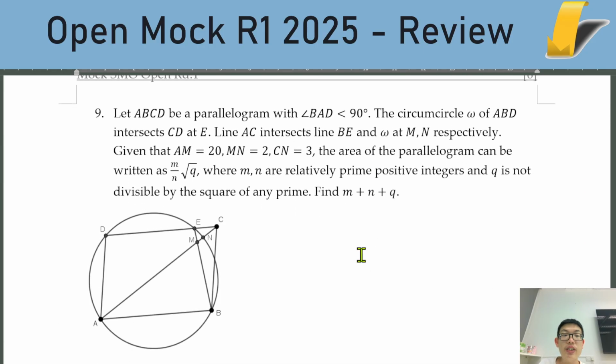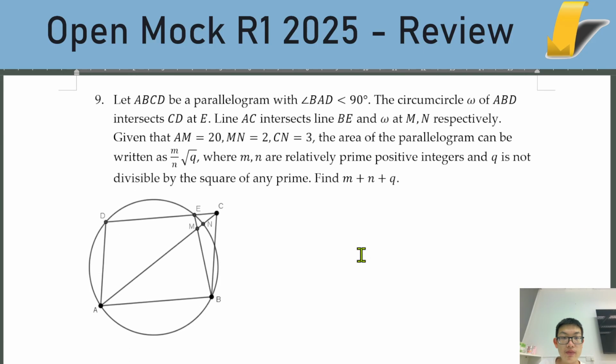Okay. Next up, question 9. We have a diagram, and we have got a parallelogram, a circle, and basically nothing else. Now the lengths that I've got are 20, 2, and 3.